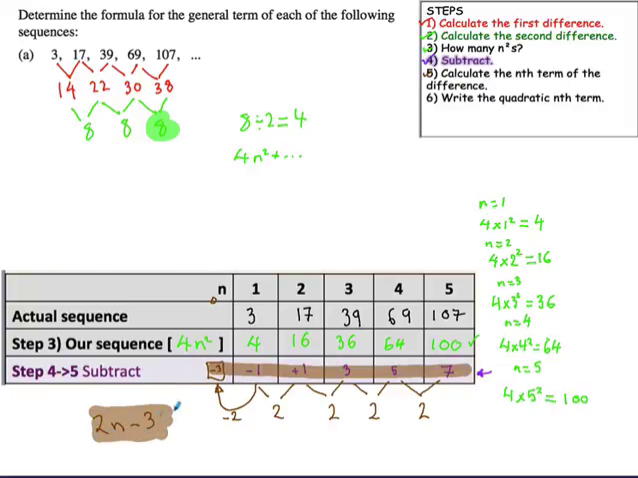And if we have this sequence and we add it to our sequence, we get the actual sequence. So the actual sequence, which I'm going to write in red, is going to be the 4n squared, these numbers, plus the 2n minus 3. If we add these sequences up, we get the actual sequence. So the actual sequence is 4n squared plus 2n minus 3.